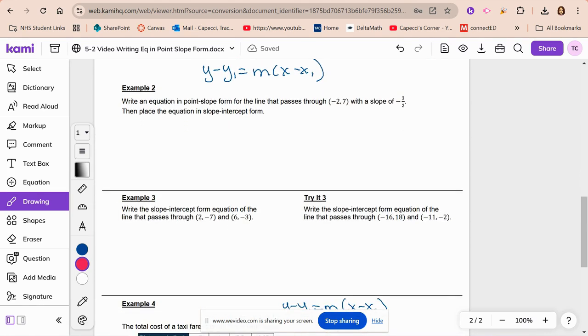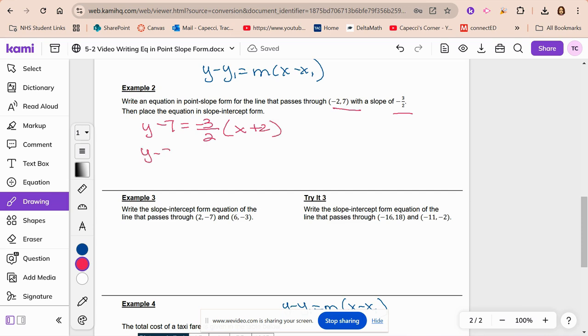All right, so let's look at example 2. Write an equation in point-slope form for the line that passes through these points. Again, doing the same thing on the slope. So we're going to use the same thing. We're going to do lots of practice today. So I have y minus 7 is equal to -3 over 2 times the quantity of x plus 2.